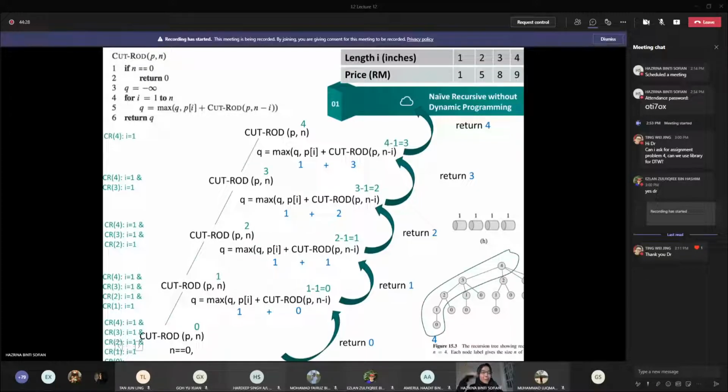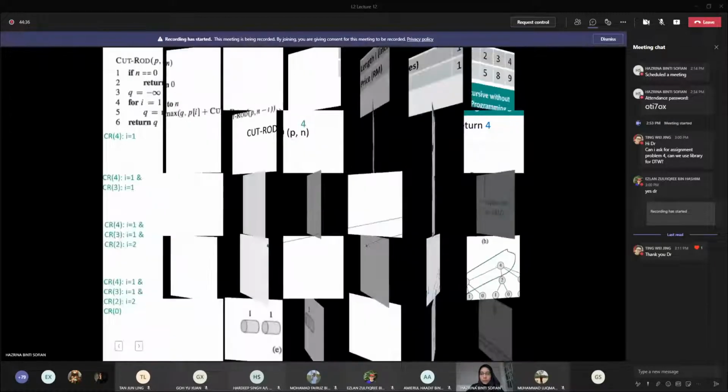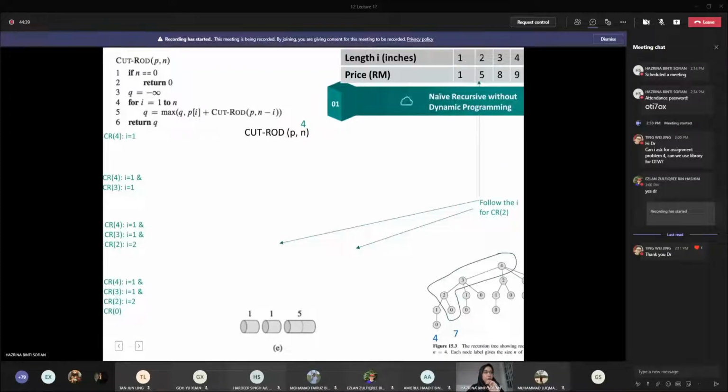So we have 8 scenarios. Basically, we just do the same thing. The next one, we just repeat it. As I said, this slide is not very important. You do not need to memorize. I just want to show you the hassle of doing this. Right now, let's say we want to cut 1 inch, 1 inch, 1 inch, and 2 inches.